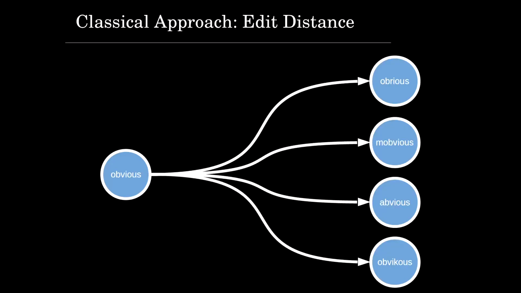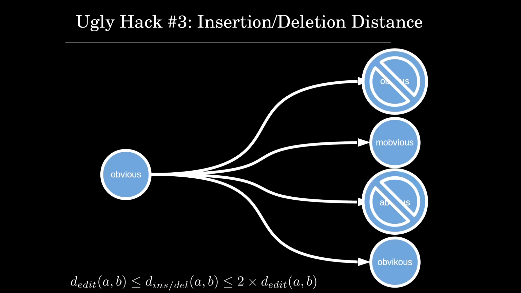So that's still not enough. Let's go on to the third ugly hack. The third ugly hack is not so ugly actually. It involves looking at the distance measure that we are using. It's the edit distance. Now, what would happen if we disallowed in-place editing of letters? We only allowed insertions and deletions.